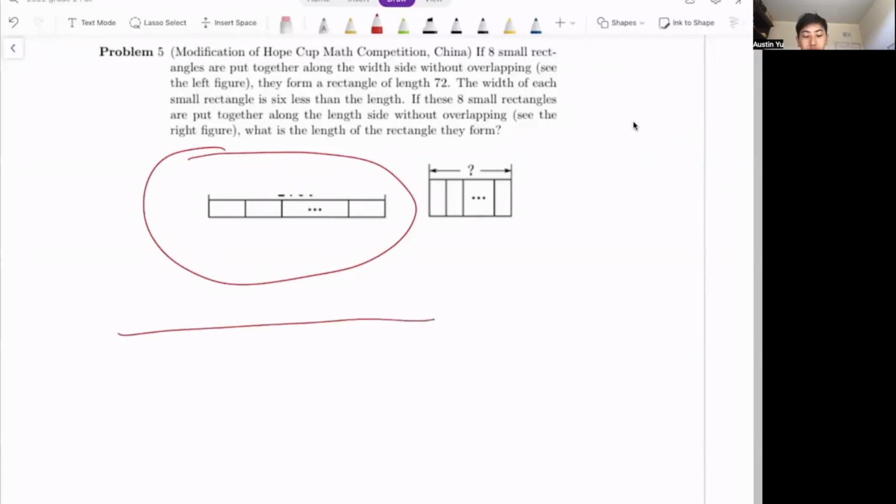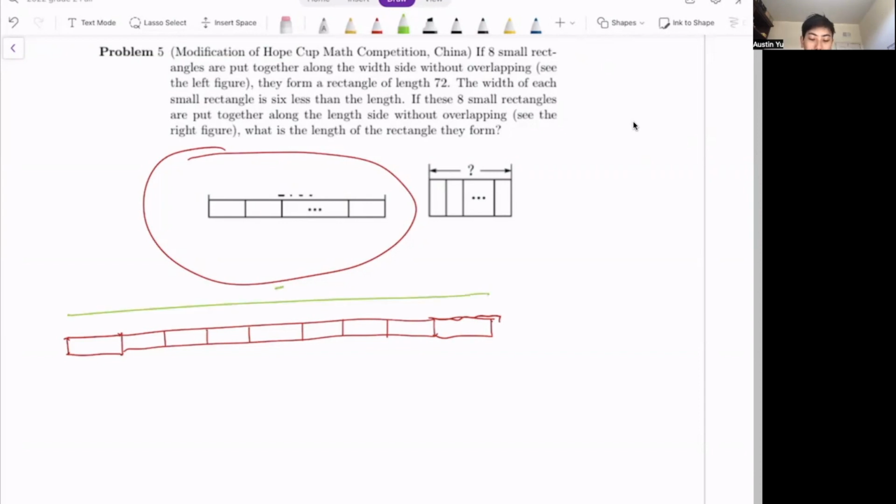So let's draw this out. And then we draw 8 rectangles to get the same one as the above one. 2, 3, 4, 5, 6. And let's just draw a few more. 7 and 8. All right. So we know that the length is the one on the top. So the length, highlighted in green, is 72. And then in black is the width, which we will find out later.